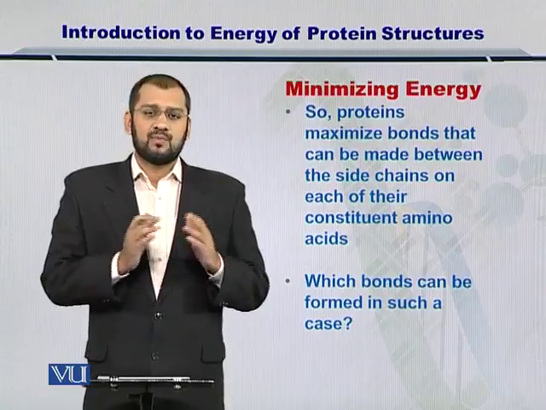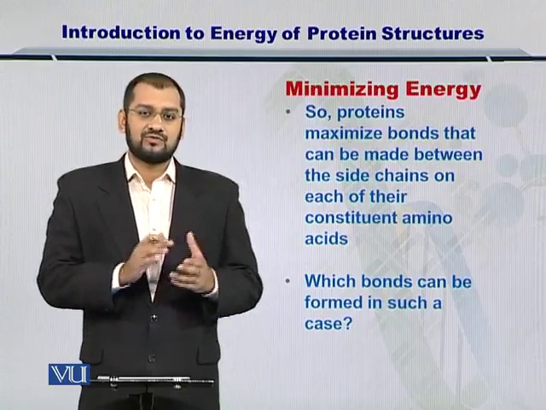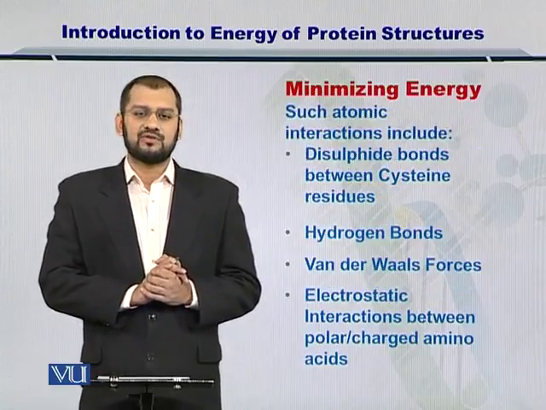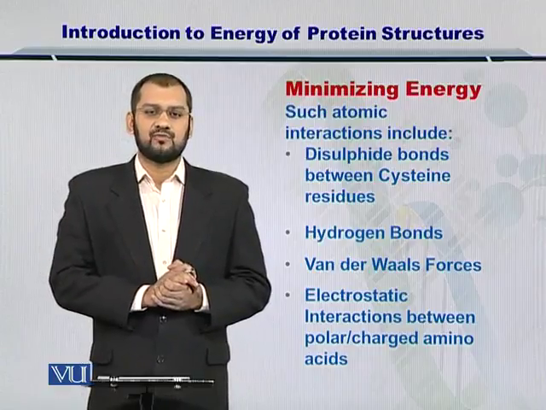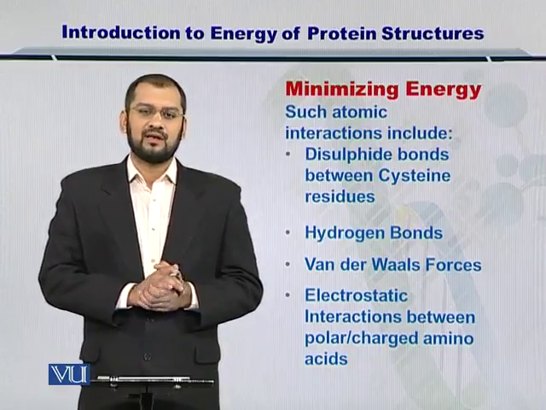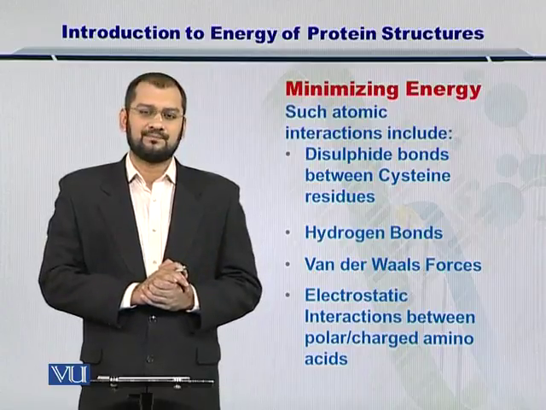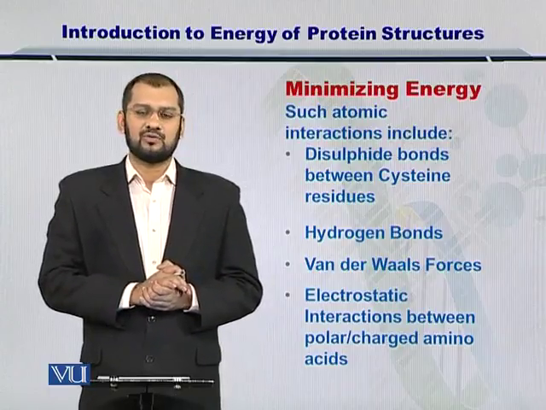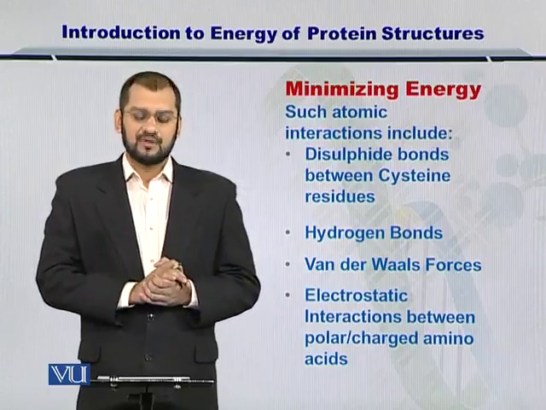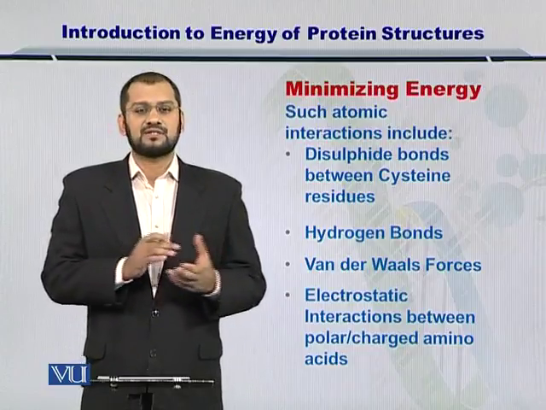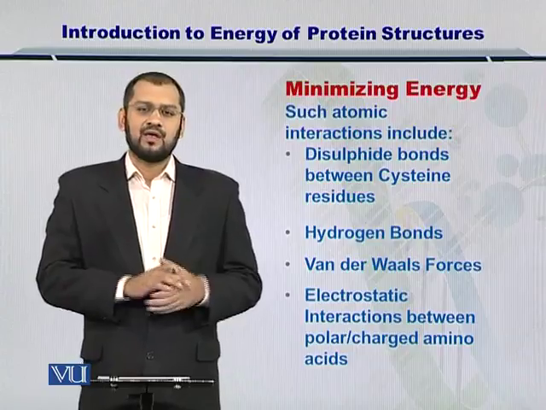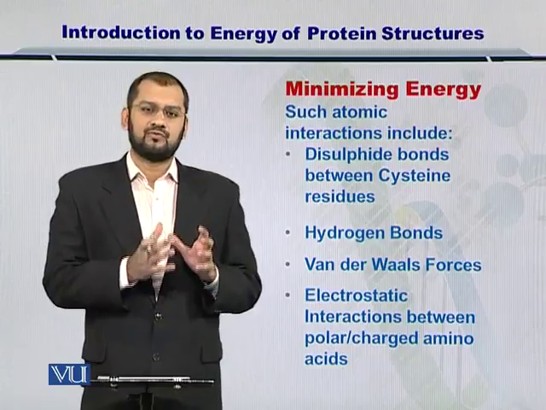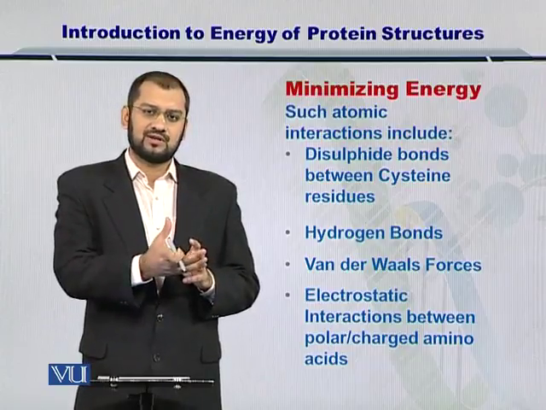But which bonds are formed as a result of this folding? You know that the amino acids, for instance cysteine, can form disulfide bonds. There can be hydrogen bonds as well. There can be very weak hydrogen bonds or van der Waals forces that are also present between the different atoms, and there can be electrostatic interactions between the amino acids as well. So these interactions should be looked at together for you to estimate the energy of the resulting protein.